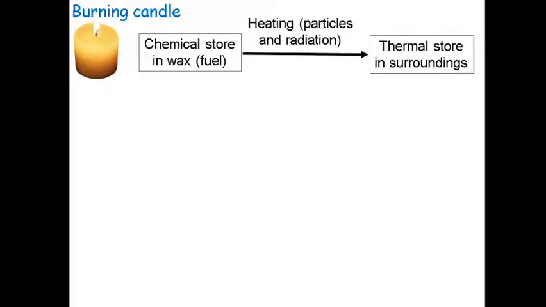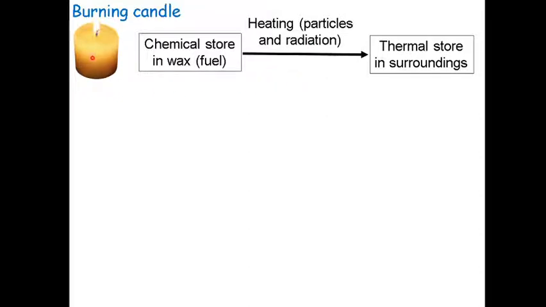Okay, so the first one was a burning candle. We've got a chemical store in the wax, because the wax is a fuel. When the candle's not burning, the energy is just being stored chemically in the wax that the candle is made of. Then when we light the wick, the fuel will start to burn, and energy will be transferred by heating, by both particles and radiation, because you'll have a bit of conduction, lots of convection and radiation as well.